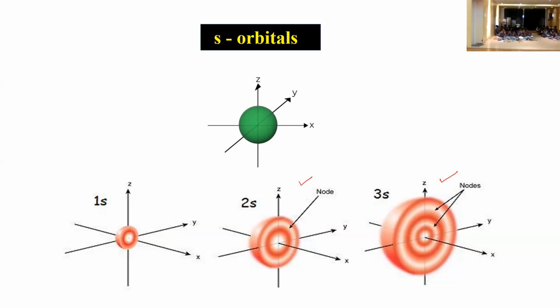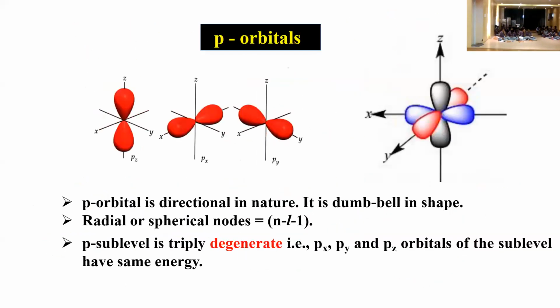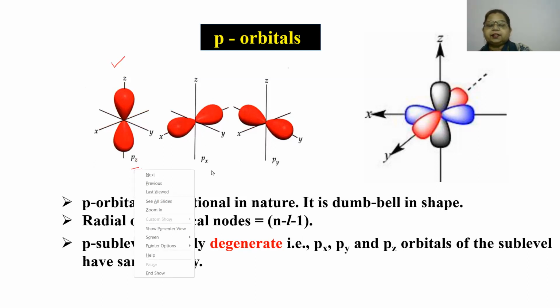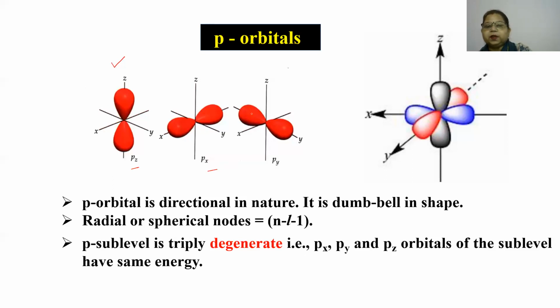Now, moving to the p orbital. As I already told you, the p orbital is dumbbell shaped. In which direction will you find the dumbbells? You will find one dumbbell in the z direction, and this is called the pz axis, right? This one is on the x axis, referred to as px. This one, the direction of the dumbbell is in the y direction, so this is referred to as py.